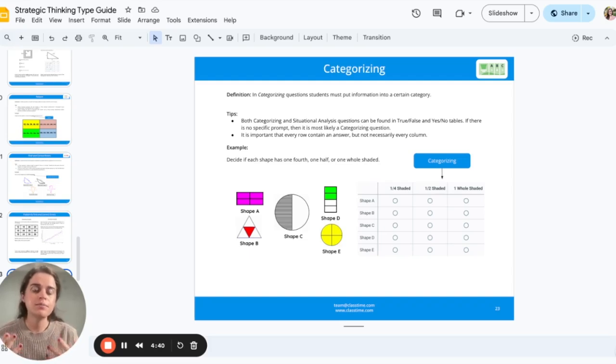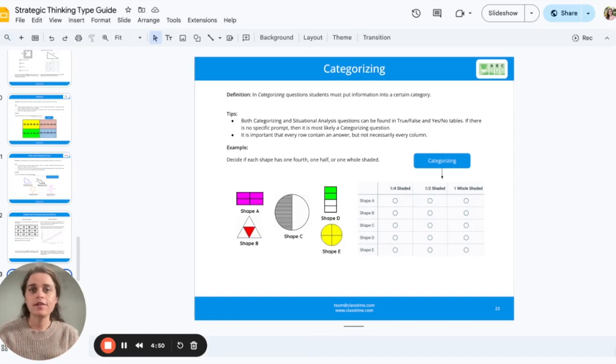Categorizing questions simply require that students put information in categories. There is no specific prompt that students have to follow. You're going to have to take information and put it into a specific category, whether that's yes, no, true, false.